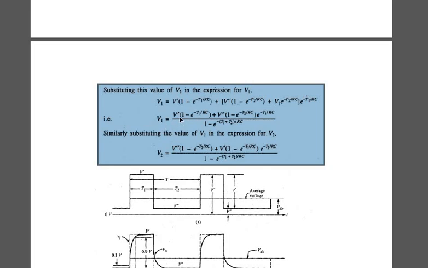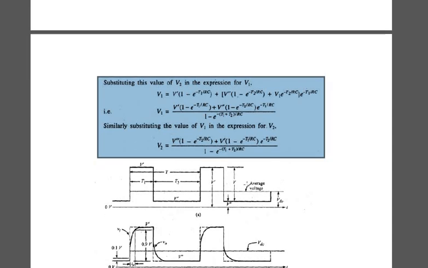V1 is equal to V dash (1 minus e to the power of minus t divided by RC) plus V double dash (1 minus e to the power of minus t divided by RC) into e to the power of minus t1 divided by RC, whole divided by 1 minus e to the power of minus (t1 plus t2) divided by RC. Similarly, you will be getting the expression for V2 also, for the two different voltages that you have got here.